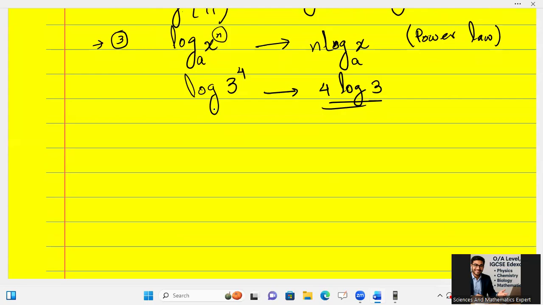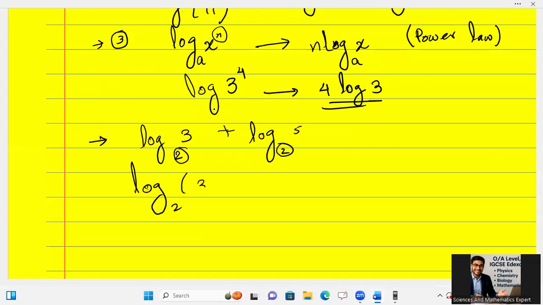Now he is saying to take a few examples of the laws. Let's suppose he is taking log 3 to the base 2 plus log 5 to the base 2. Two logarithms are being added, which means you can convert them when their bases are the same. You can convert them into log to the base 2 of 3 multiply 5.